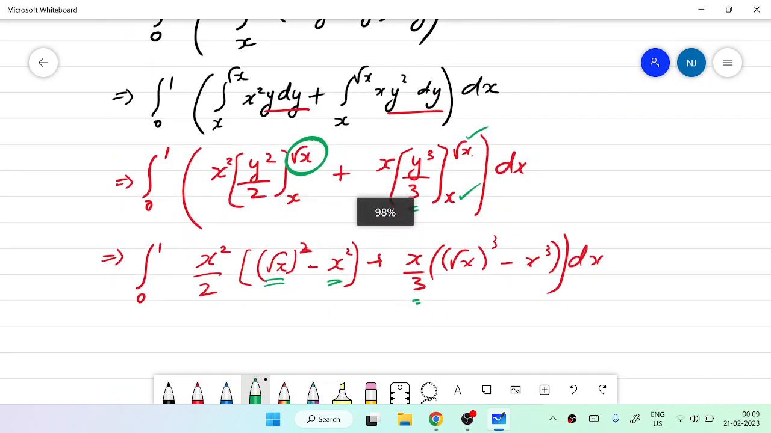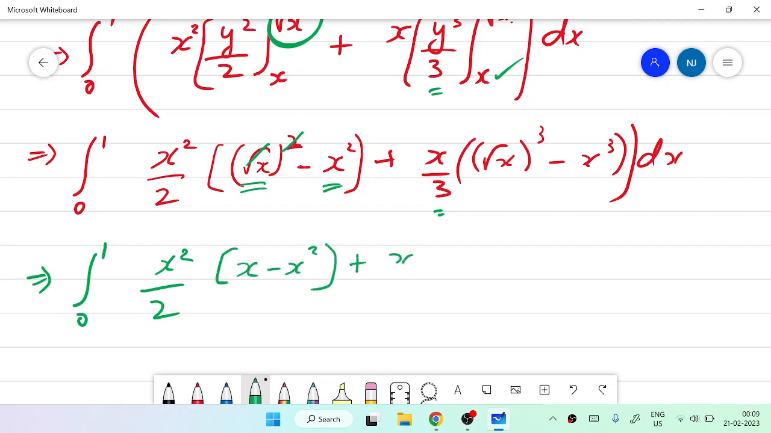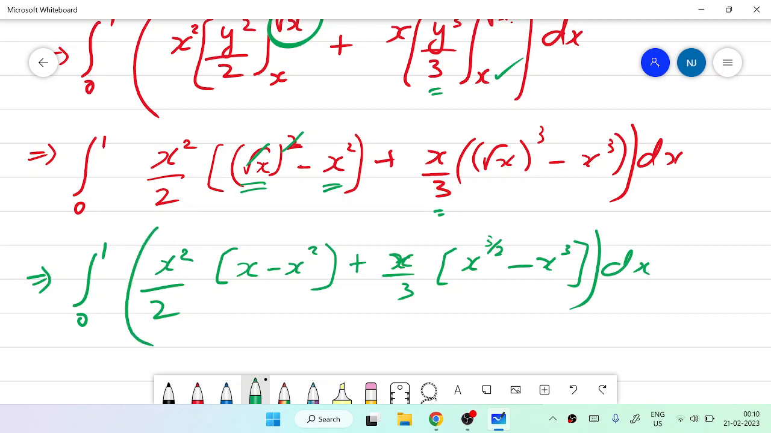Understood? Then what I'm going to do is, it's like integral over 0 to 1, x square by 2. Then the square and x will get cancelled. You'll be getting x minus x square plus x by 3 into, here you are having root x cube, I can write it like x power 3 by 2, right? Root x power 3 means x power 3 by 2, minus x cube, will come into dx. Understood?